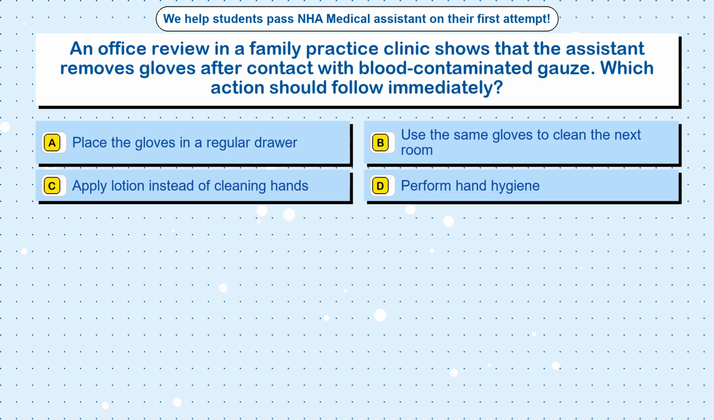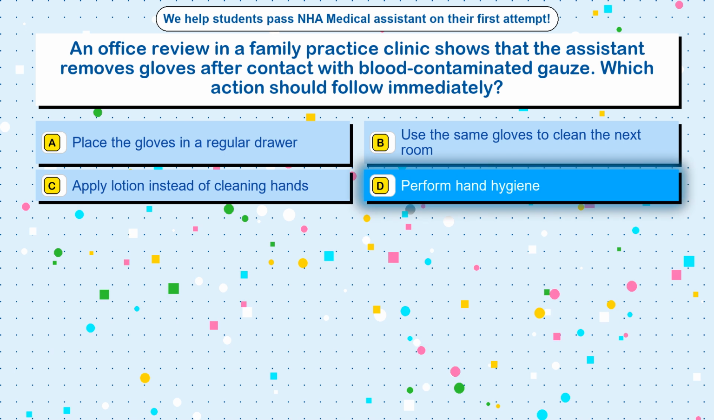Question 67. An office review in a family practice clinic shows that the assistant removes gloves after contact with blood-contaminated gauze. Which action should follow immediately? Option A. Place the gloves in a regular drawer. Option B. Use the same gloves to clean the next room. Option C. Apply lotion instead of cleaning hands. Option D. Perform hand hygiene. The correct answer is option D.